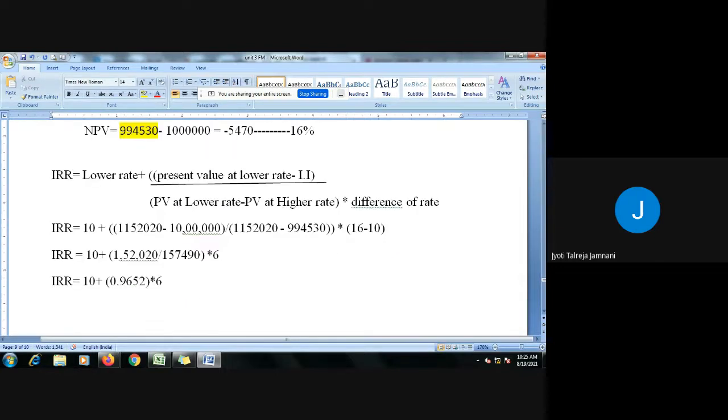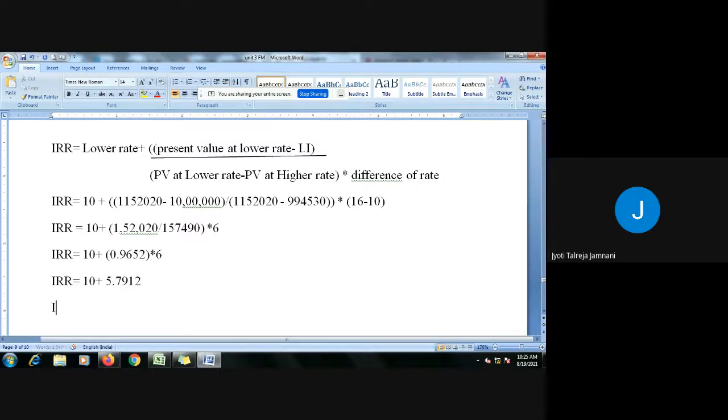IRR is equals to 10 plus 5.79. You can take all 4 digits, 15.79 also. So IRR will be equal to 15.7912%. So this is the rate at which your NPV will be equal to 0.